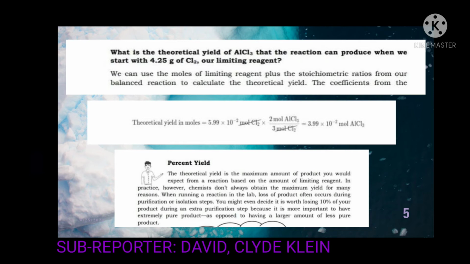Example 2, calculating theoretical yield. Now that we know the limiting reagent, we can use the information to answer the following question. What is the theoretical yield of aluminum chloride (AlCl3) that the reaction can produce when we start with 4.25 g of chlorine gas, our limiting reagent? We can use the moles of limiting reagent plus the stoichiometric ratios from our balanced reaction to calculate the theoretical yield.